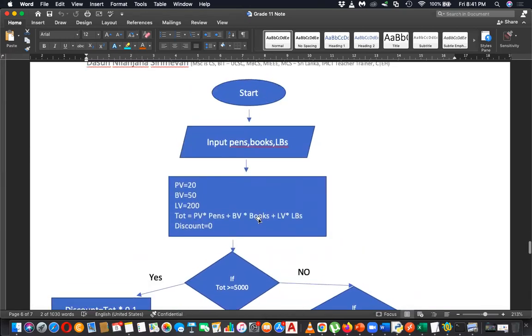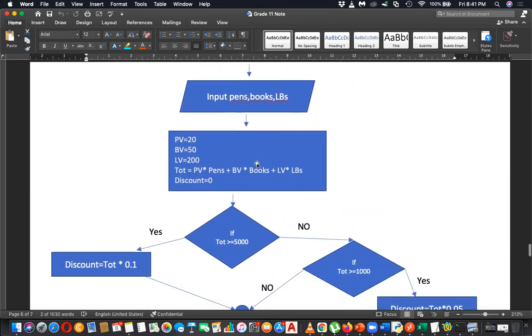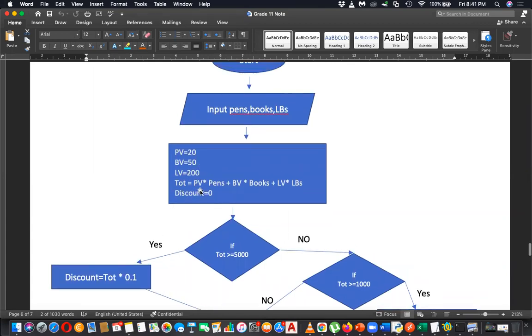Here, this is sequence. Sequence means one after another. Start, input the number of pens, books, and lunch boxes. The pen value is 20, sorry, I said 50 earlier. The book value is 50, and the lunch box value is 200. Then you can find the total by number of pens times pen value, number of books times book value, and number of lunch boxes times lunch box value. That is the total. So you add all this, then you will get the total.